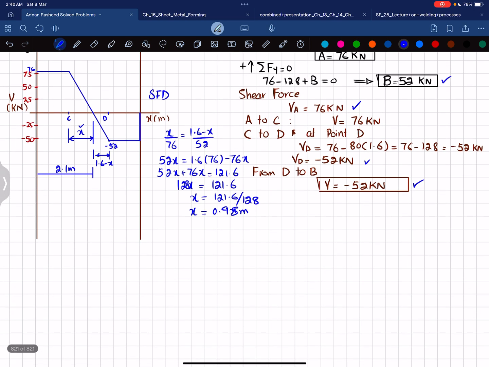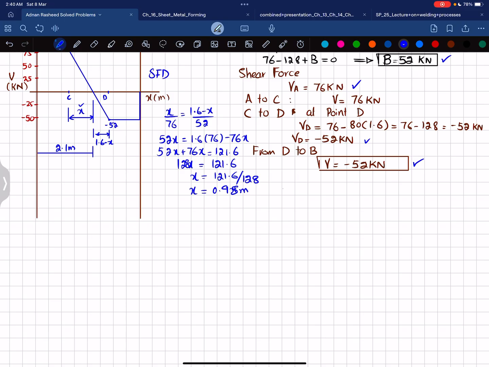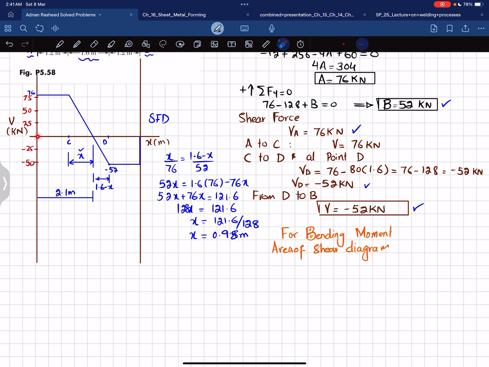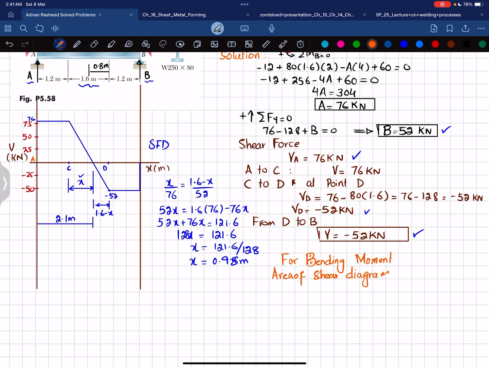Now we will move toward the bending moment diagram. For the bending moment diagram, we know that the bending moment can be obtained by taking the area under the shear force diagram. So area of the shear diagram. First, you can see the area from A to C. This is your point A, and this is your point C. So this is the first area under the shear force diagram, and this is a rectangle. Clear? So its area will be 76 multiplied by this length. This length is 1.2 meter. So I can write it from A to C.